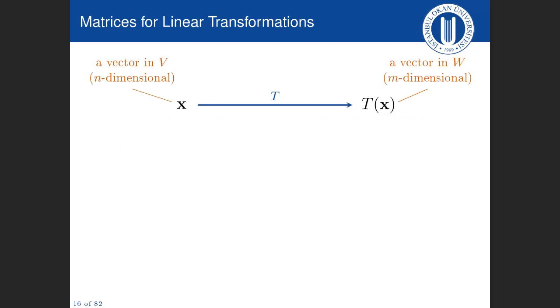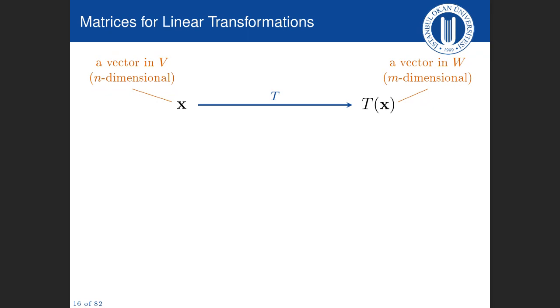So we have something like this. We have our linear transformation T, which maps the vector x to the vector T of x. X is a vector in V, which is an n-dimensional vector space. T of x is a vector in W, which is an m-dimensional vector space.